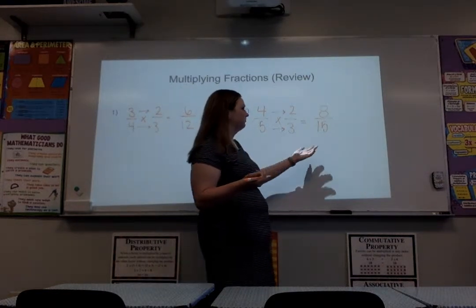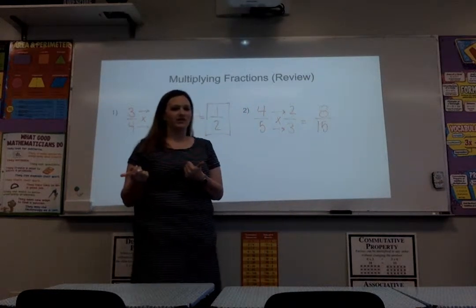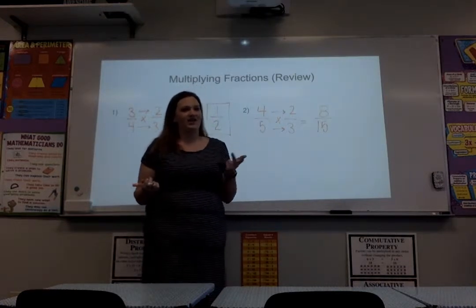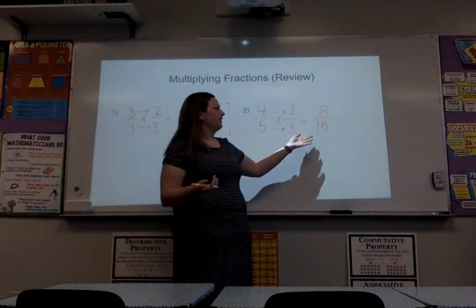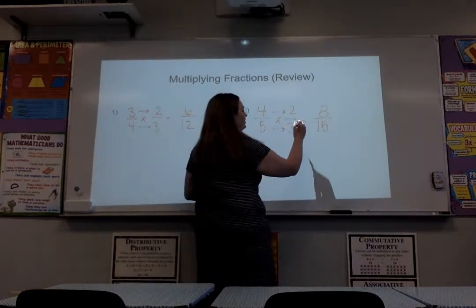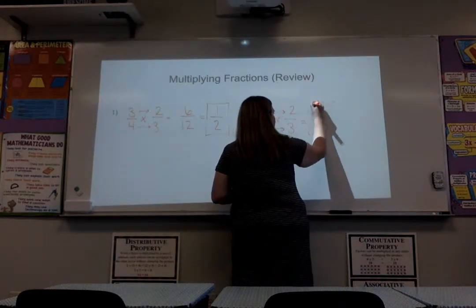Well, 2 can't make 15, 4 can't make 15, and 8 can't make 15. 1 can, but then you're still left with 8 over 15. So 8 over 15 would be in simplest form.